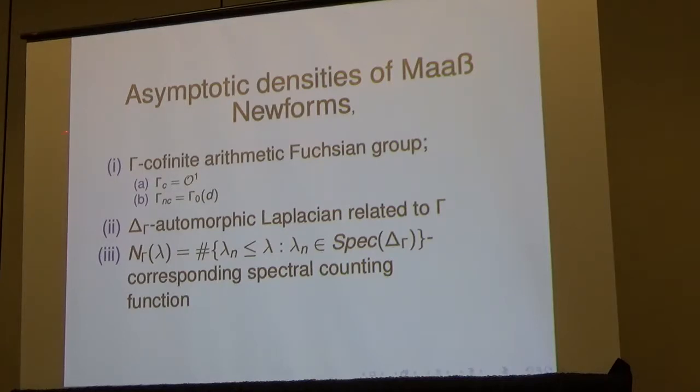So the idea is that gamma is a cofinite arithmetic Fuchsian group, and a little later I can define what these things are, but I think we saw some of the definitions in the talk earlier. So gamma C means gamma co-compact, gamma NC means non-co-compact but cofinite. The co-compact gamma is going to come from taking an order in a Quaternion algebra, and then taking the group of units in the order, which gives rise to a co-compact arithmetic Fuchsian group.